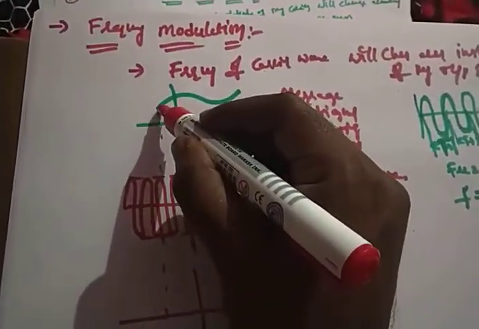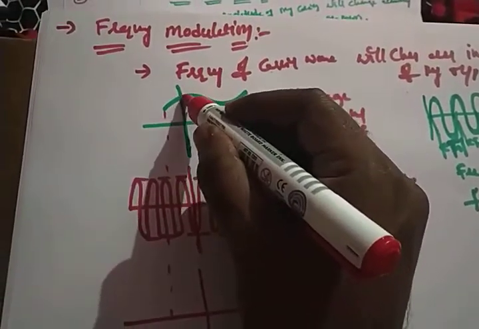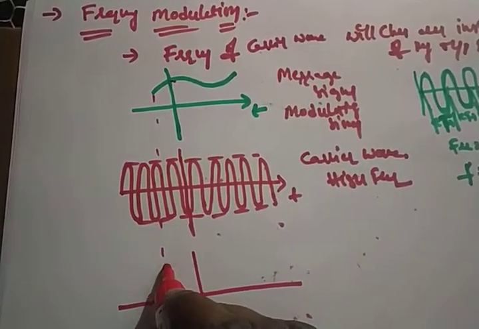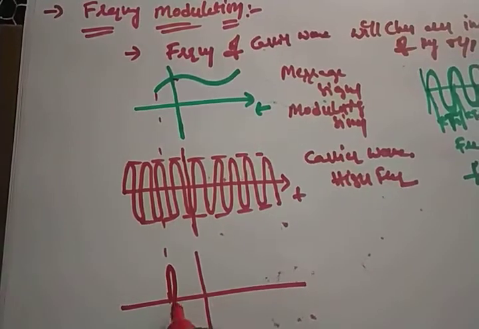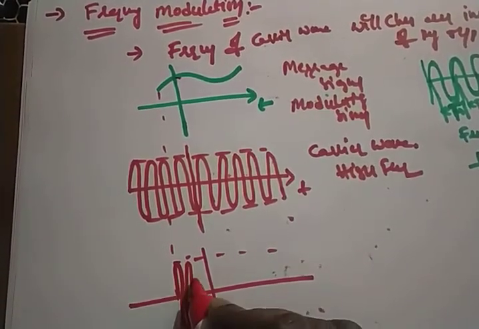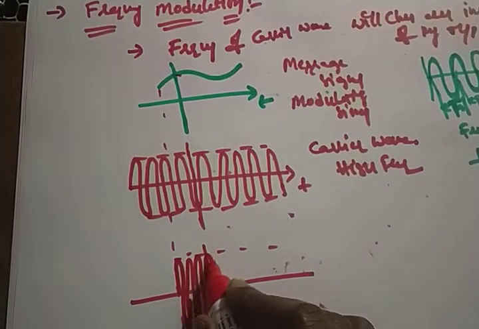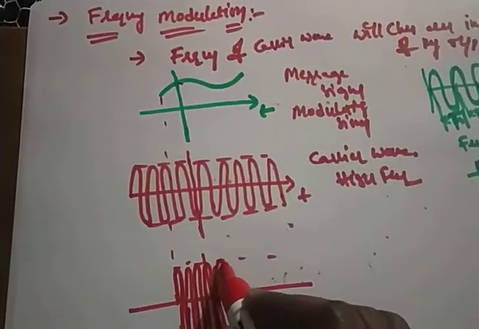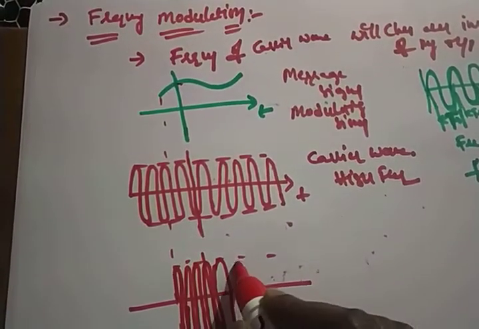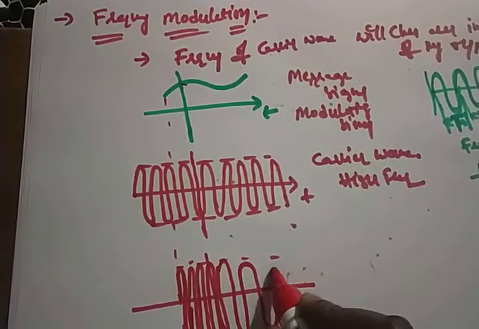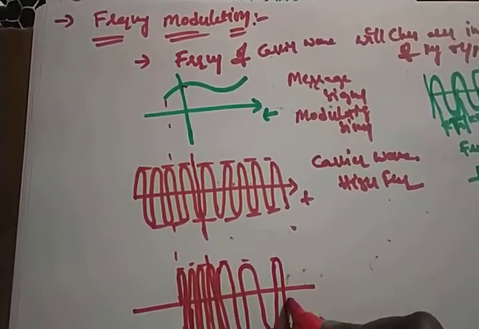So the frequency increases up to this point. That means the time period is very less. But my amplitude never changes. This amplitude is going to be constant. Right. After that the frequency reduces, which means a larger distance is maintained. At this point the frequency is very less. After that the frequency increases.